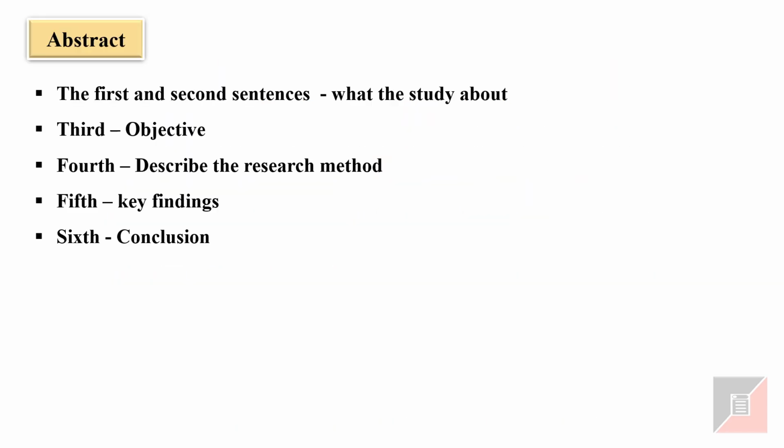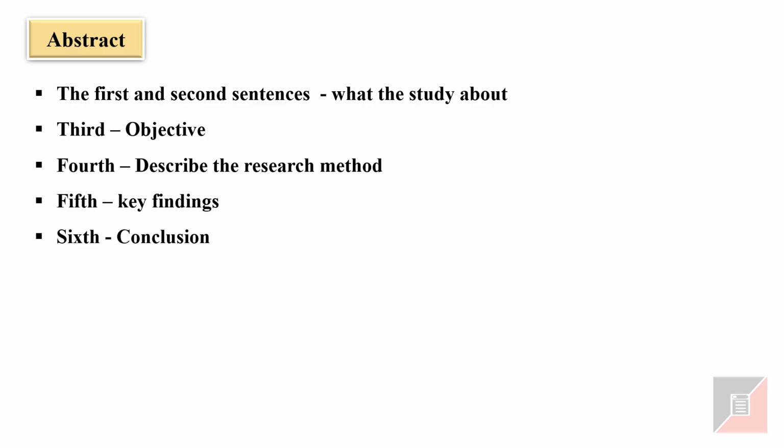In the abstract, the first and second sentences must state what the study is about. It will be the background of your research work. The third sentence will be the objective. In many articles, if you see, sentences starting with "in the present study" come in the third sentence. That is the objective of your research work.